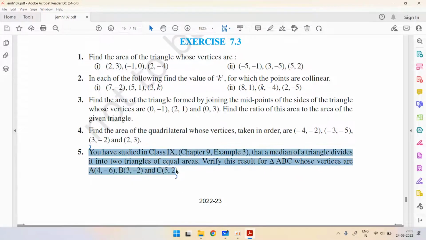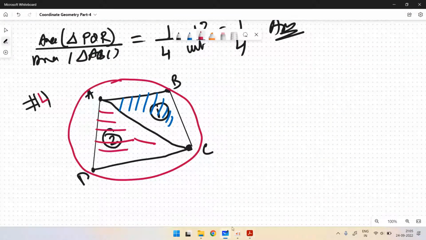On question 5, you have studied in class 9, chapter 9, example 3, that the median of a triangle divides it into two triangles of equal area. Verify the result for triangle ABC whose vertices are given. The median of a triangle divides it into two equal areas. Let me show you this fifth question.